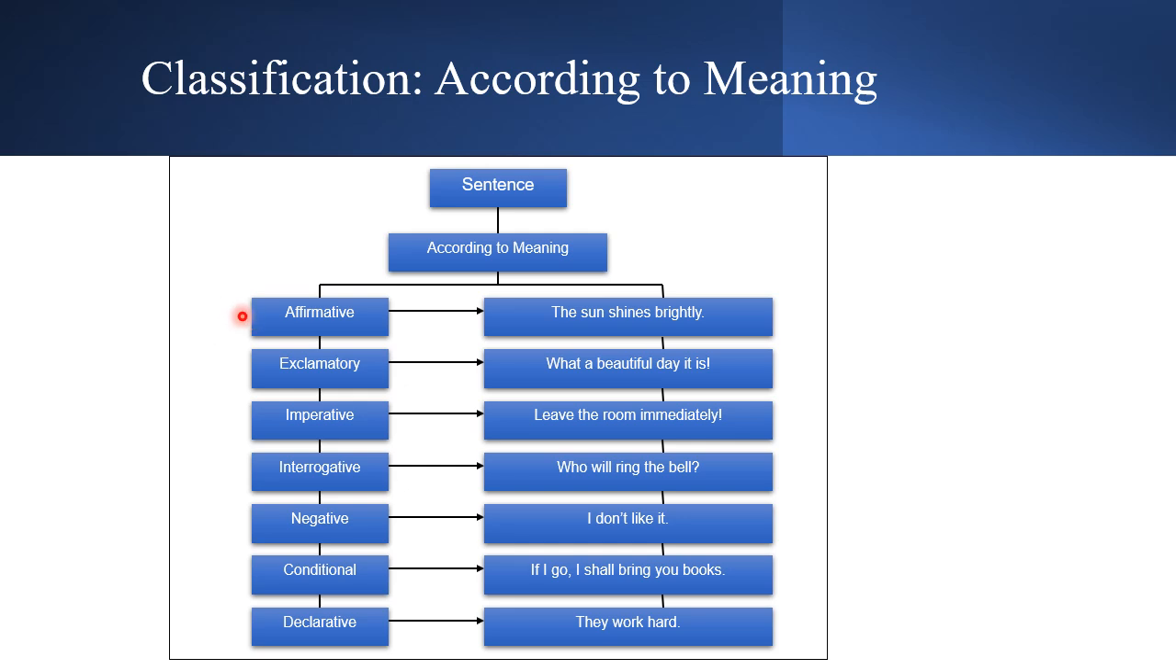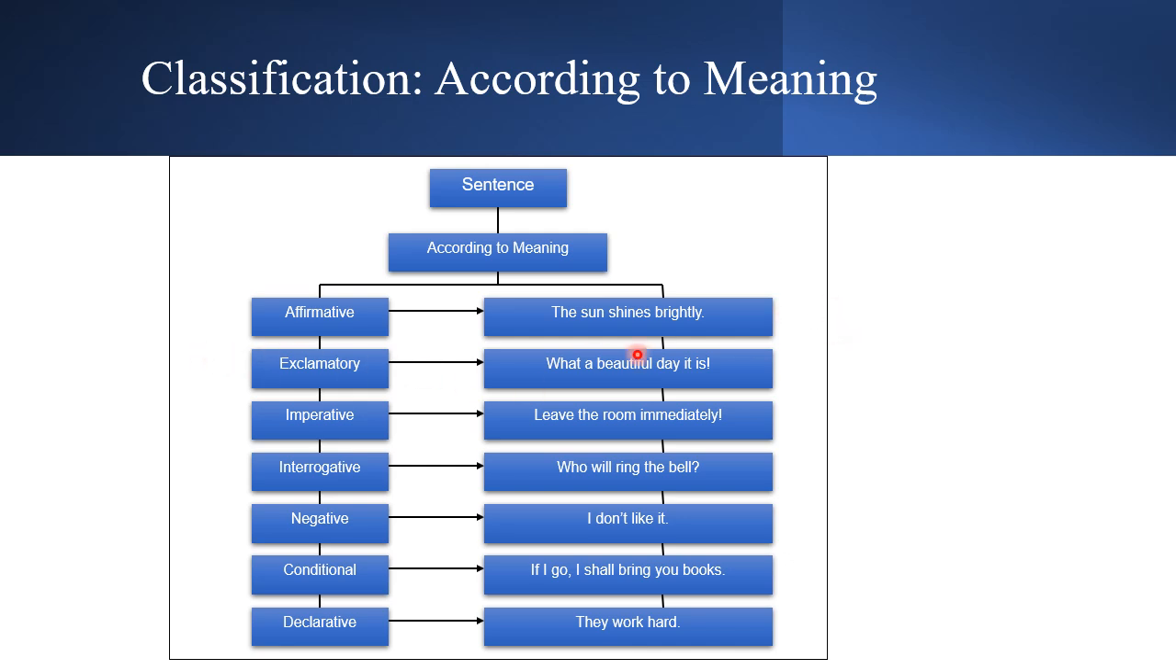Affirmative sentence is a sentence that states something, and it is positive. It does not say negative. It does not say not. The sun shines brightly. Okay, so it tells us about a fact. It gives us information which is positive.